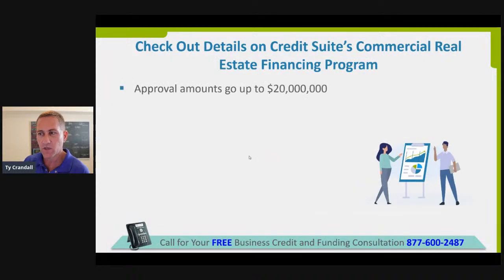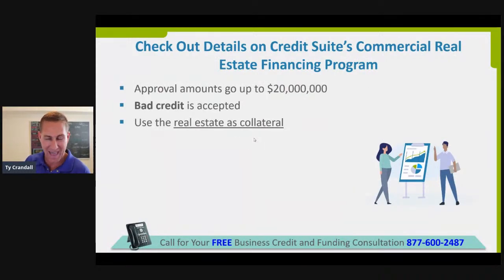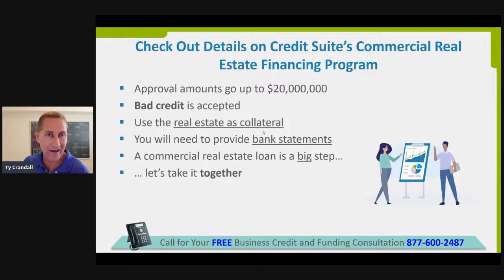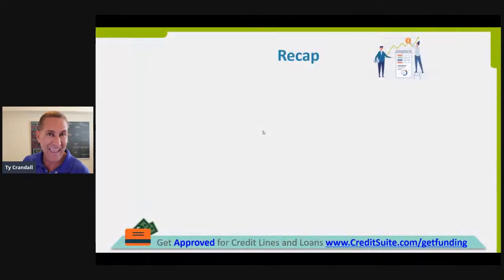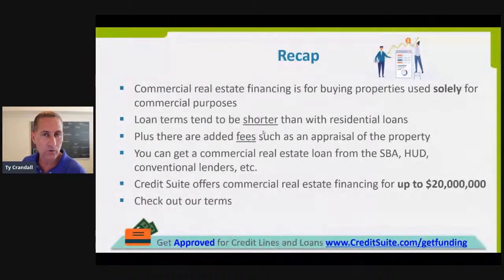So as I mentioned, loan amounts of $20 million. You can get approved with bad credit. How bad is bad? We see people get these loans with 550, 580 credit scores. And again, you're using the real estate as collateral. They might want financials, tax returns, bank statements, depending on whether the property can or can't pay its own debt.